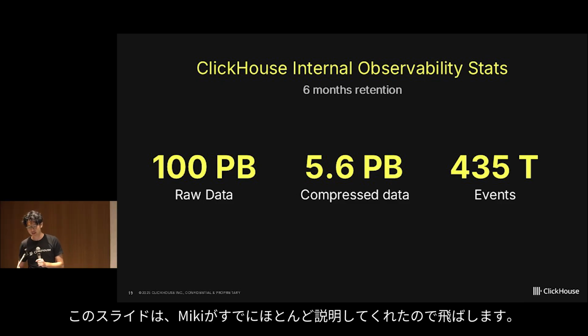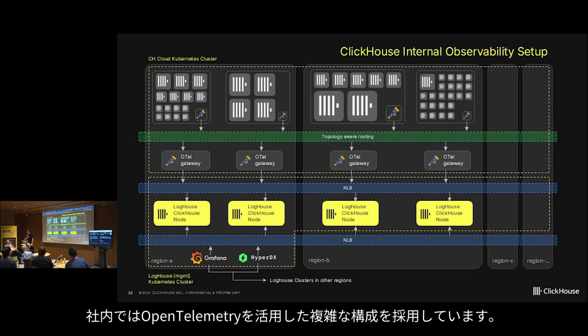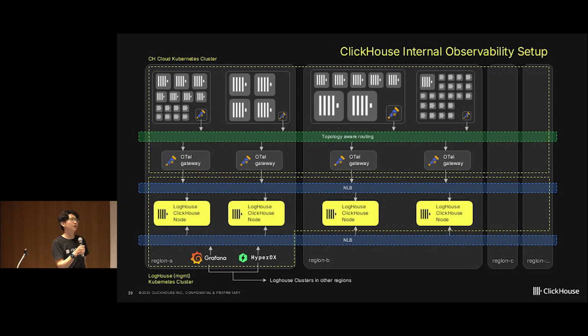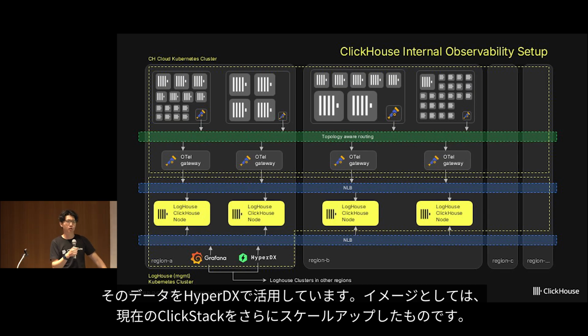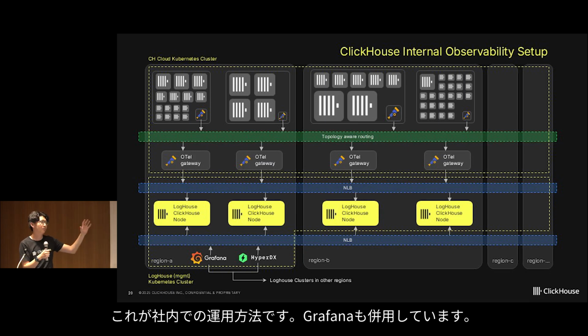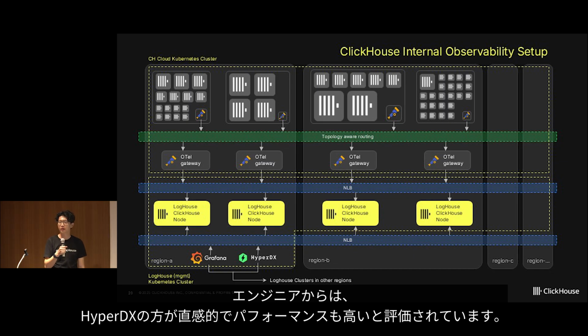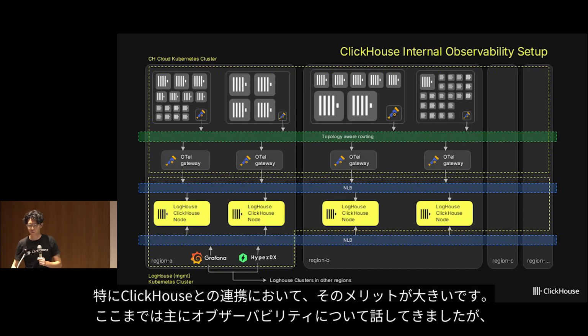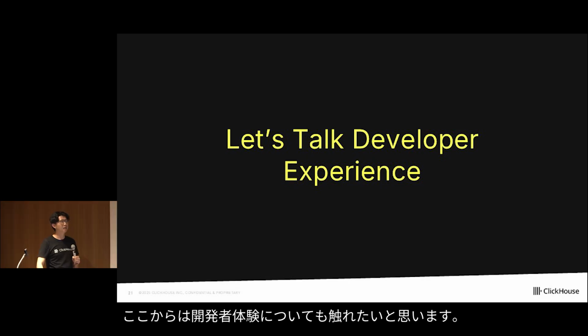I'll skip through this slide because Mickey has already talked a little bit about this. We have a pretty complex internal setup that depends on OpenTelemetry logging into ClickHouse, and then we're able to consume this data within HyperDX. So you can think of this as a scaled up version of what ClickStack is offering today. This is what we do internally. We are using Grafana as well. This has existed pre-acquisition, but we've been migrating the workloads over to HyperDX as our engineers find that a lot more intuitive and also a lot more performant for ClickHouse specifically.